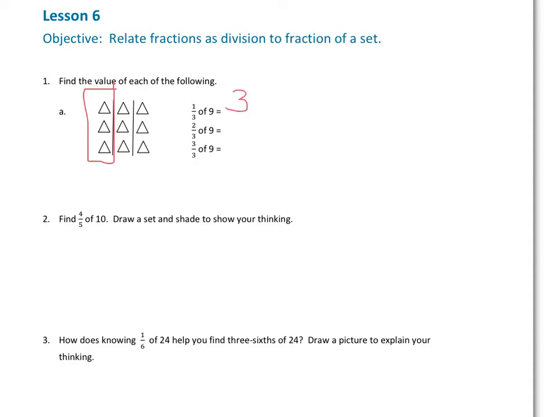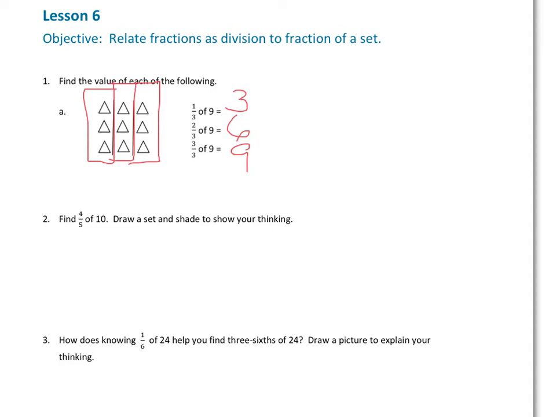The second part to question A says, what's 2/3 of 9? We can highlight another group of thirds right here, and now you can see that there's a total of 6 triangles. So 2/3 of 9 is 6. Now we can box off another third here, and we have 3/3. 3/3 of 9 would be all 9 triangles, so 3/3 of 9 is 9. Using a picture can help you find the fraction of a whole.